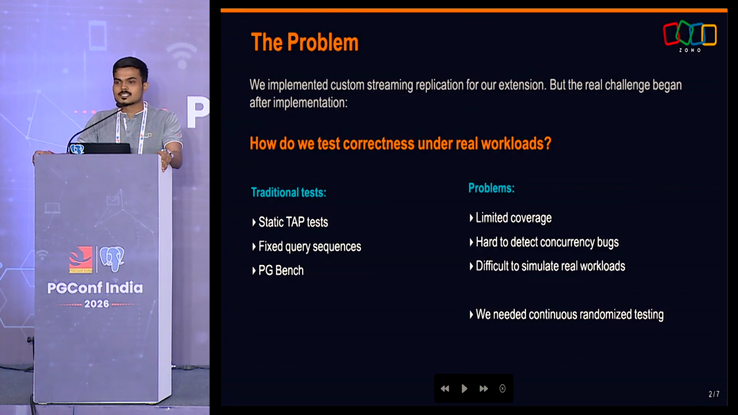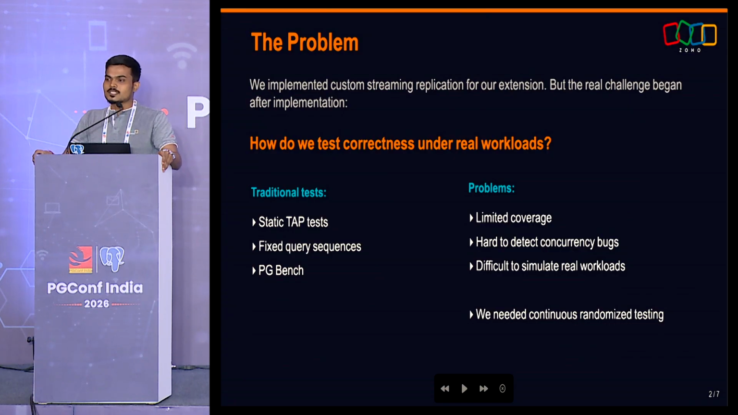Traditional tests are like static TAP tests, which PG provides via Perl scripts. We have fixed query sequences using normal regression testing. We have benchmarking tools like pgbench, where we can concurrently run fixed query sequences. We have some other tools like SQLsmith and SQLancer, but they don't do any DML or DDL events. They work on select-only workloads.